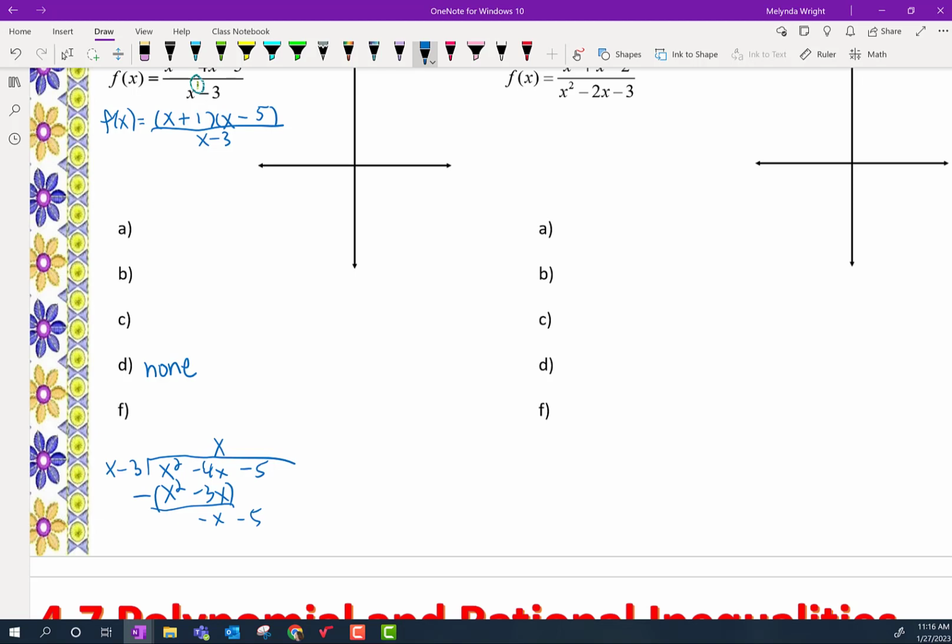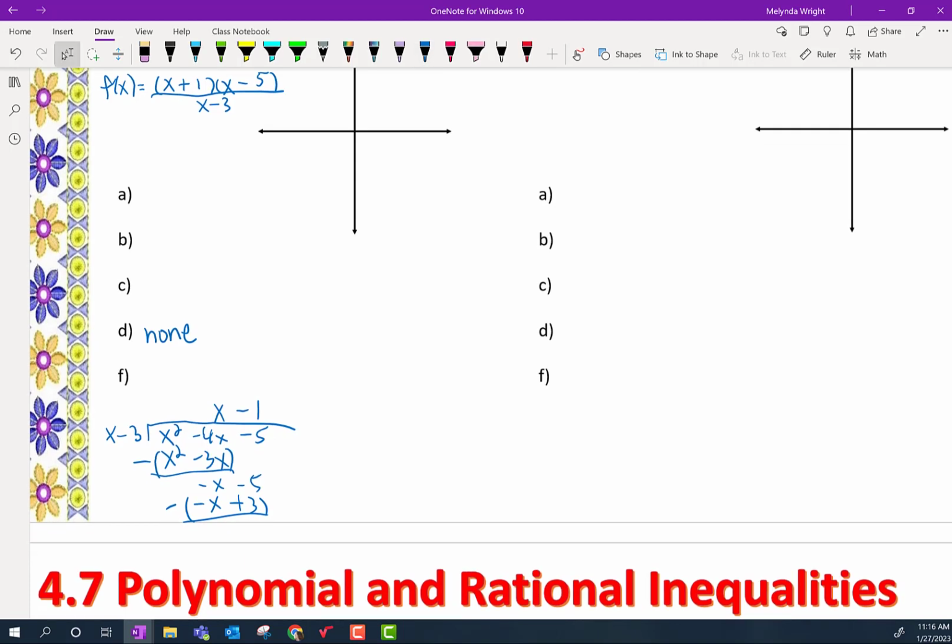Okay, so let's go again. x goes into negative x, negative 1 times. Negative 1 times x is negative x. Negative 1 times negative 3 is a positive 3. Subtracting, negative x minus negative x, that's 0. That's gone. Negative 5 minus 3 is a negative 8. So negative 8 is our remainder.